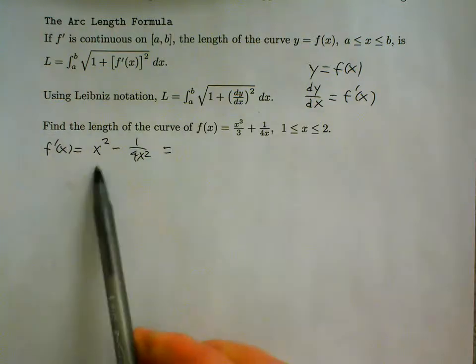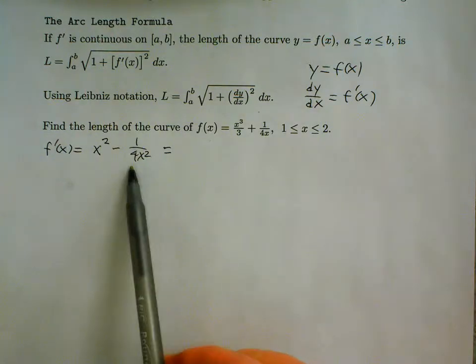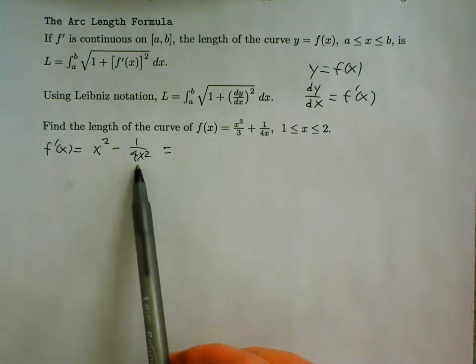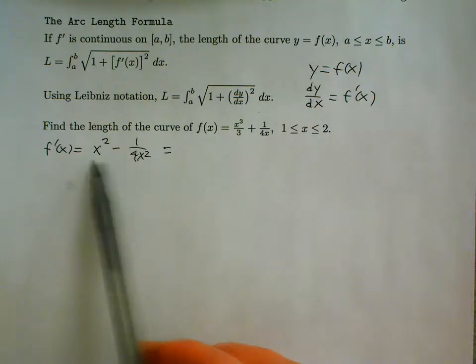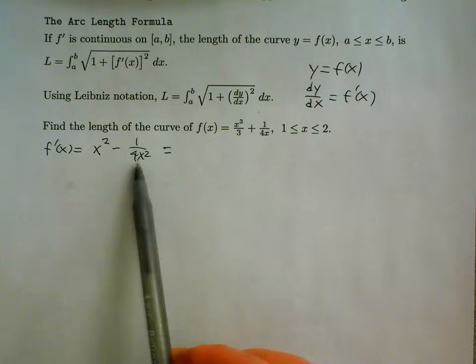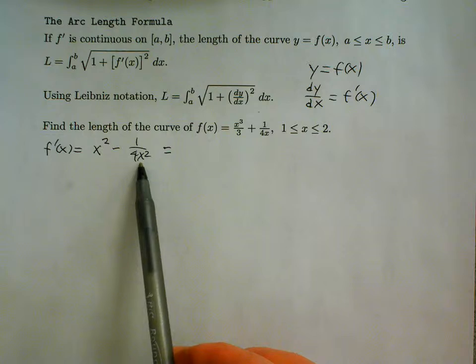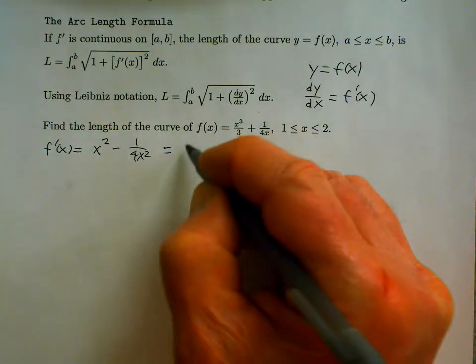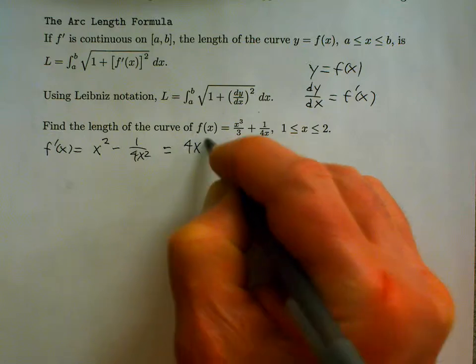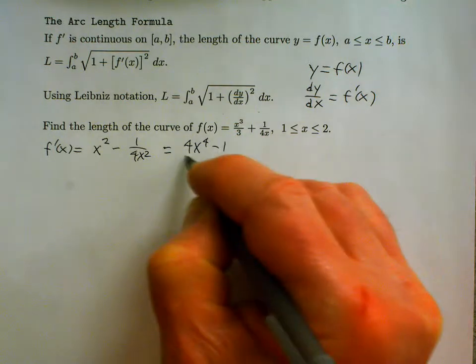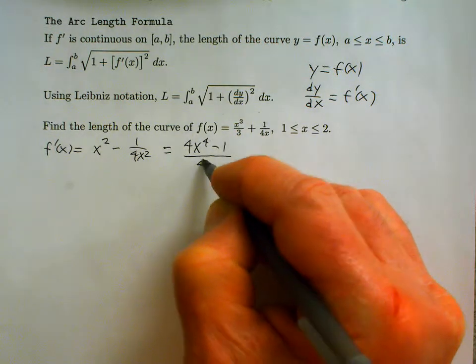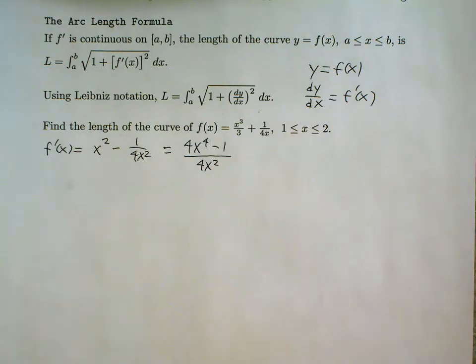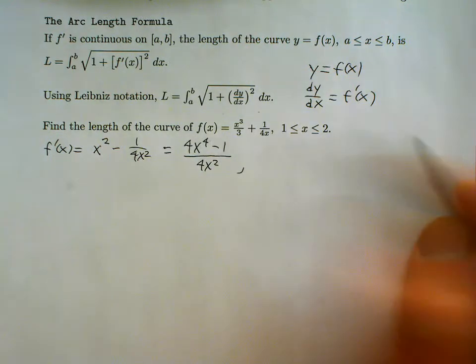So since I have to square this quantity, and one of the terms is a rational expression, writing it as a single rational expression with a common denominator seems a little more convenient. So the least common denominator is 4x squared, so we get 4x to the fourth minus 1 divided by 4x to the second. And let's go ahead and square this.